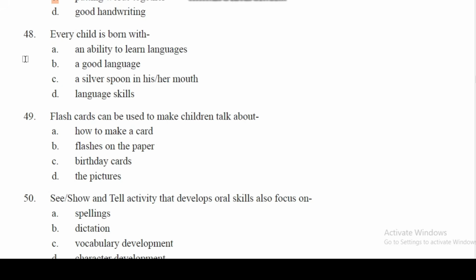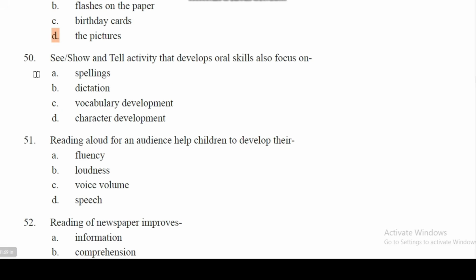46. Poems develop the children's creativity and expressions of. B. Feelings and experiences. 47. Composition is the act of. C. Putting words together. 48. Every child is born with. A. An ability to learn languages. 49. Flash cards can be used to make children talk about. D. Pictures. 50. Show and tell activity that develops oral skills also focuses on. C. Vocabulary development.